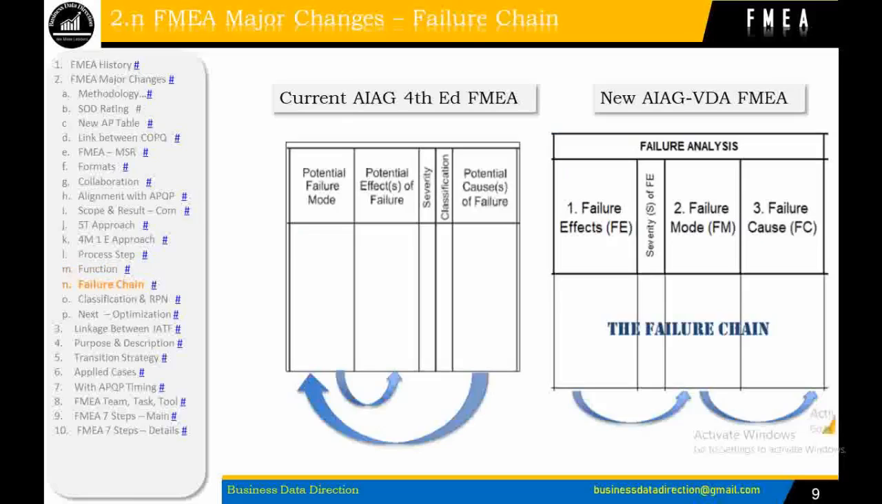The next change is that in the previous FMEA, the sequence of writing was failure mode first, then effect and then cause. Now this sequence is changed in the new FMEA. First there is failure effect, then failure mode and failure cause. But we can write failure mode first, then their effects and causes respectively.